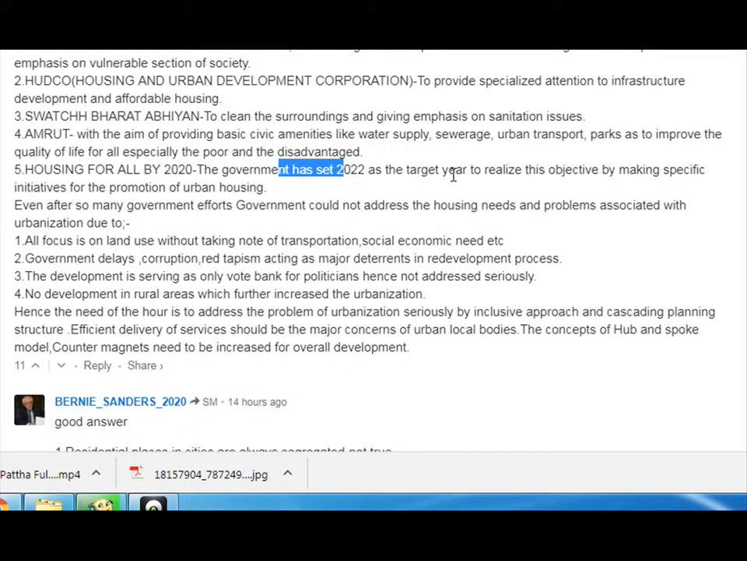Even after so many government efforts, the government could not address the housing needs and problems associated with urbanization due to: 1. All focus is on land use without taking note of transportation, social, economic needs, etc. 2. Government delays, corruption, red tapeism acting as major deterrents in the redevelopment process. 3. Development serving only as a vote bank for politicians, hence not addressed seriously. 4. No development in rural areas, which further increased urbanization.